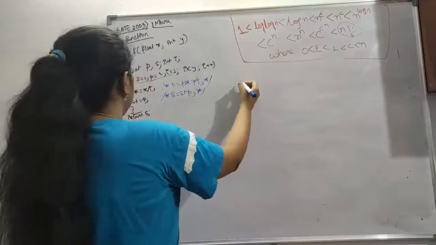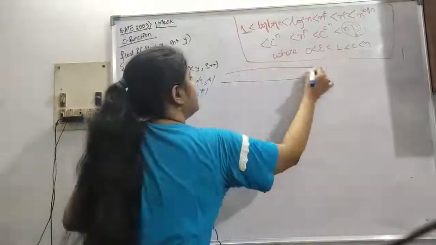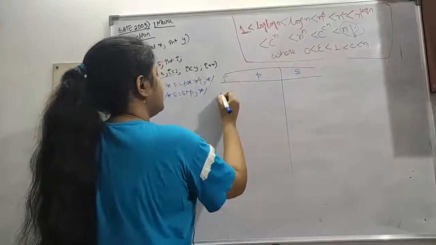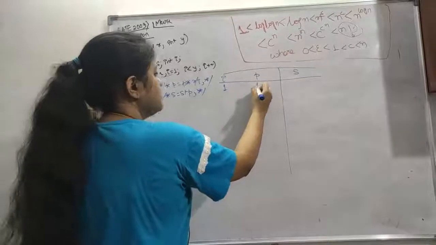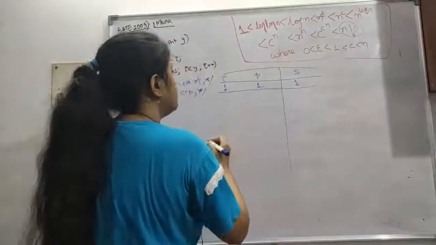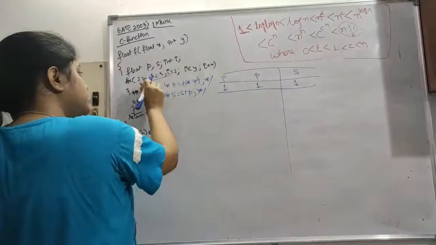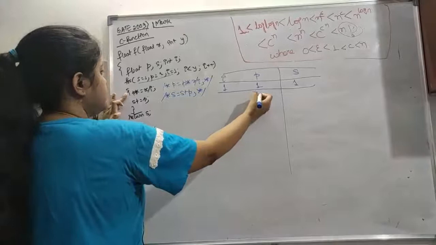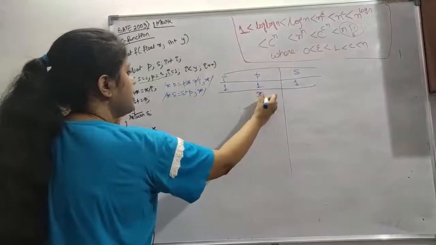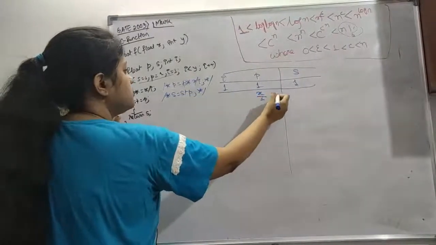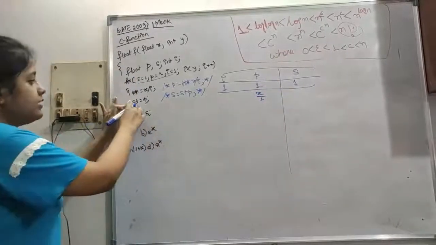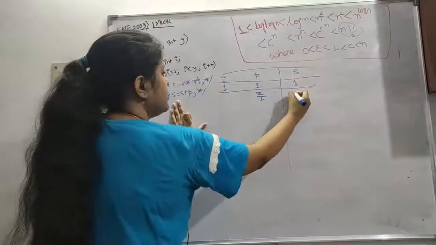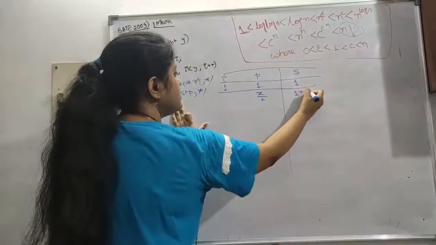So now let's see the initialization. Let's draw a table. This is p, this is s, this is I. So everything is 1 first. So now I is 1. Now p equals p into x by I, which is x by 1. Now here you can see s equals s plus p. So s is 1, so 1 plus p means 1 plus x by 1.